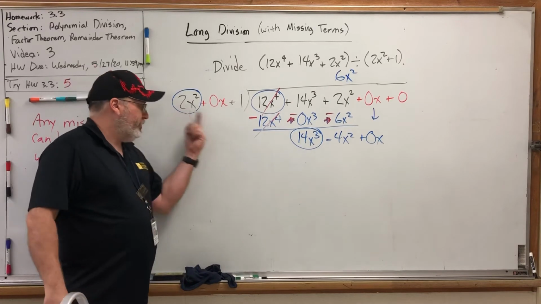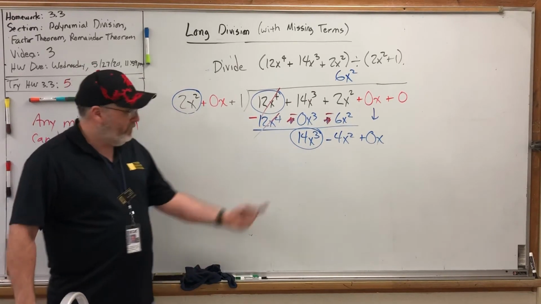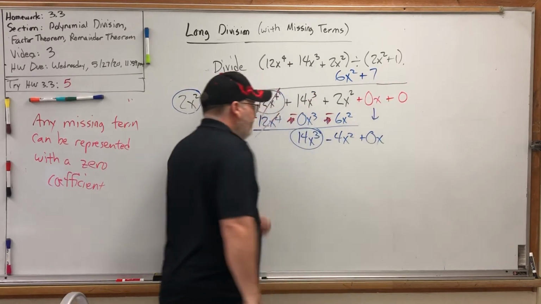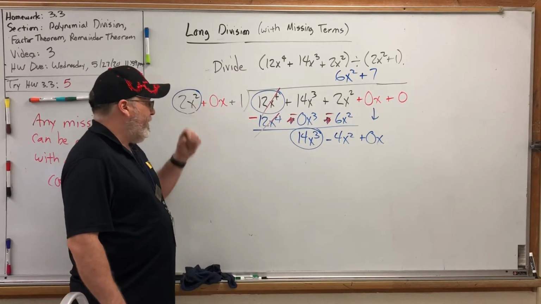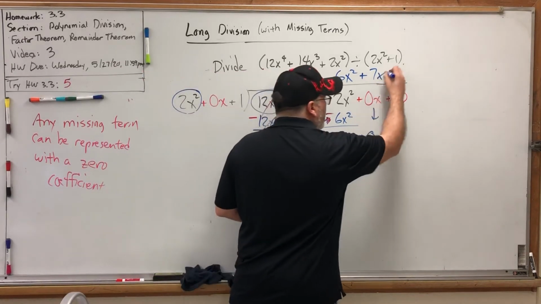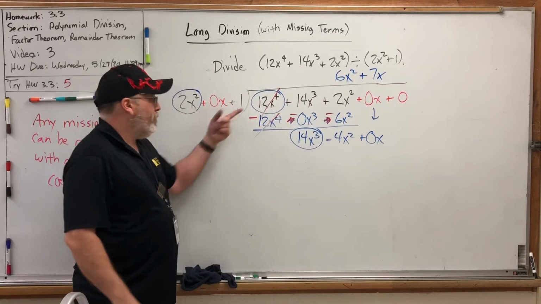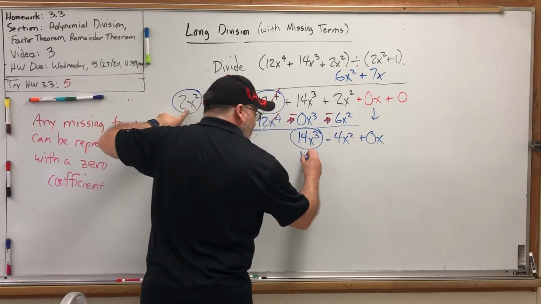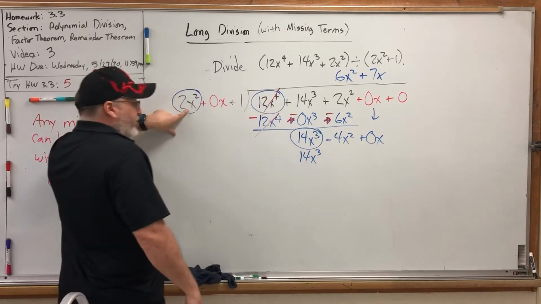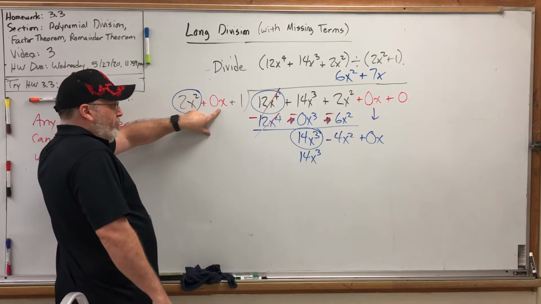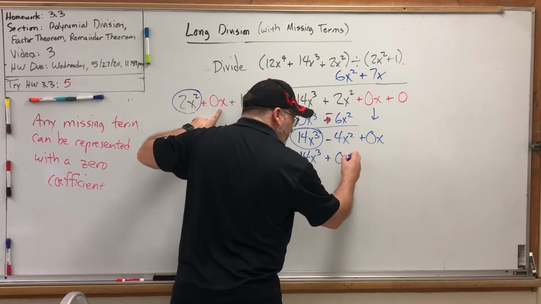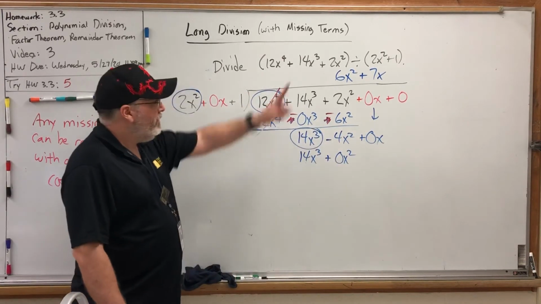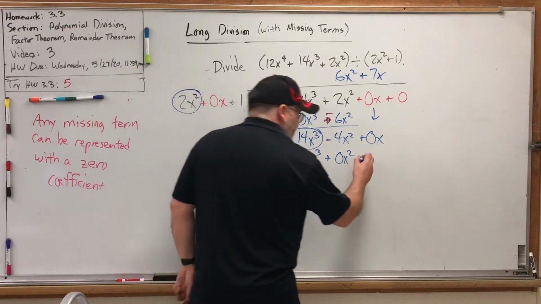How many times does 2x squared go into 14x cubed? 14 divided by 2 is 7, more specifically positive 7. X cubed divided by x squared is x to the first. And now we multiply everything over here by 7x. 7x times 2x squared is 14x to the third. Not a surprise there. 7x times 0x is 0x squared. It's still 0, but like terms. 7x times positive 1 is positive 7x.